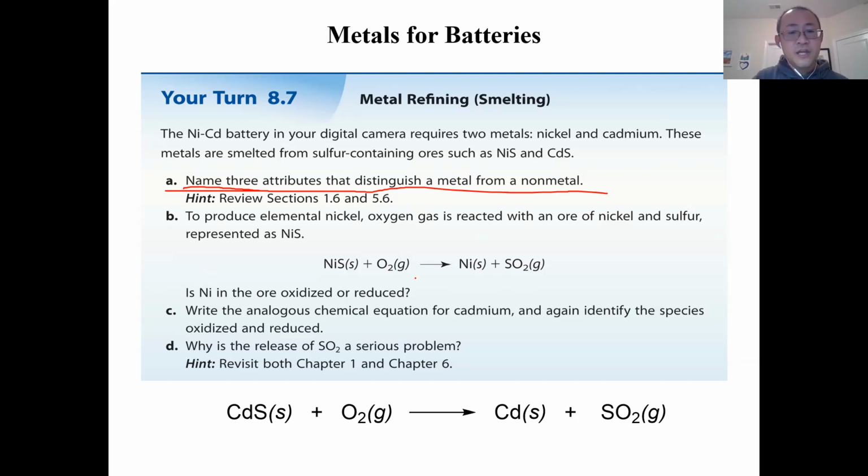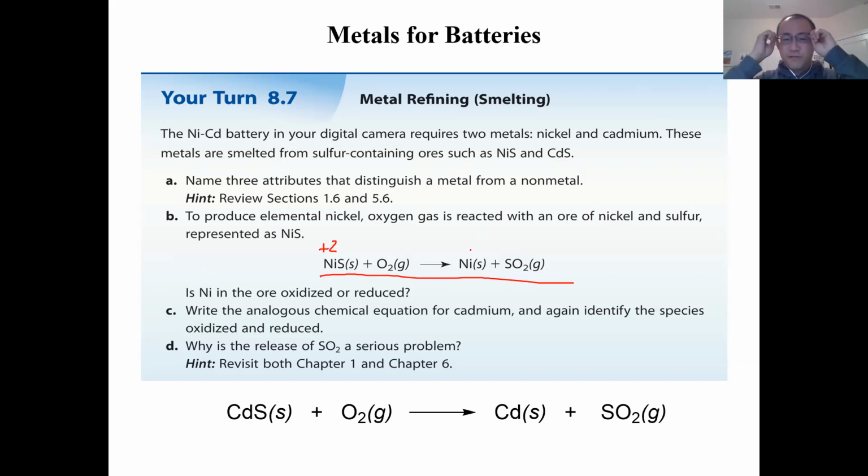Number 2: here is a reaction showing how you produce nickel metal from the ore nickel sulfide. Basically, you react nickel sulfide with oxygen so that you free the nickel metal. The question here is, do you think in this reaction nickel is oxidized or reduced? In order to answer the question, you have to know the charge of this nickel in sulfide.